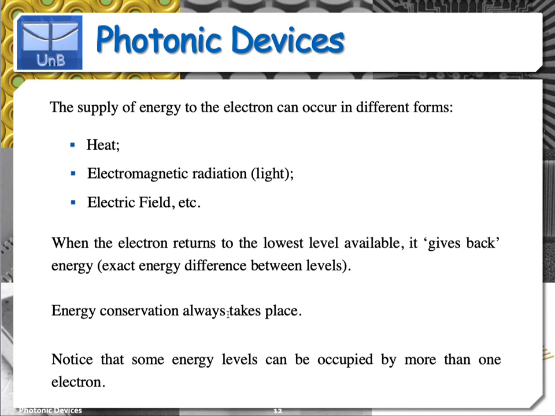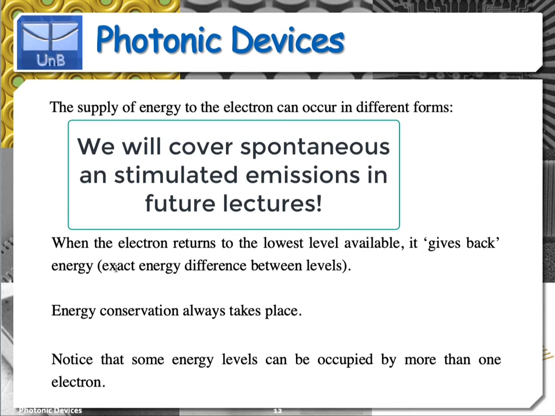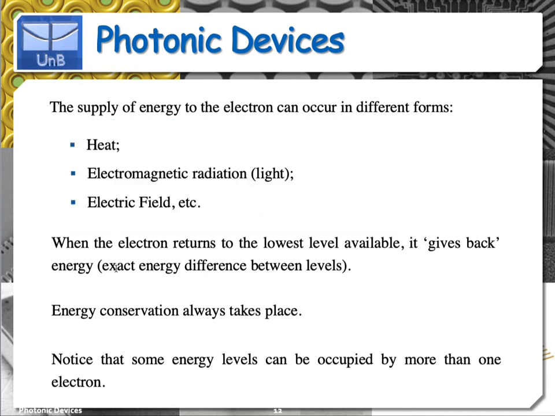So energy conservation always takes place. When the electron returns to the lowest level available to it, it gives back that energy, and this energy could be given off as light that is emitted by spontaneous or stimulated emission. The energy of the light emitted would be exactly the energy difference between the two levels, or it could be given off as heat, thermal energy, which would become vibration in the atoms of the lattice of the solid, and so on.